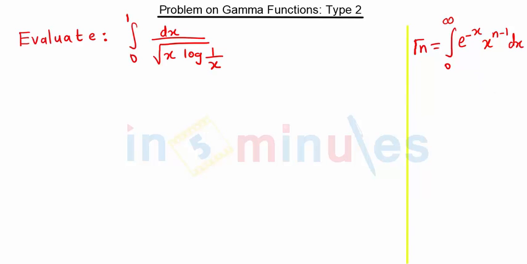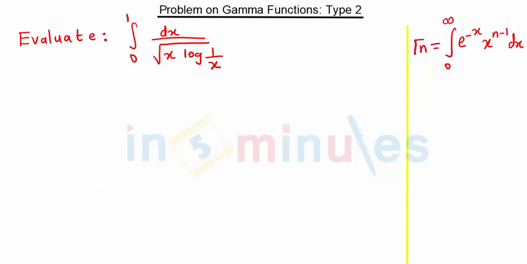In this video we are going to see the next problem on gamma functions, and that is from type 2. First, what is gamma of n? Gamma of n is nothing but the integral from 0 to infinity of e raised to minus x and x raised to n minus 1 dx. So this is the formula of gamma of n, and the question is to evaluate this integral.